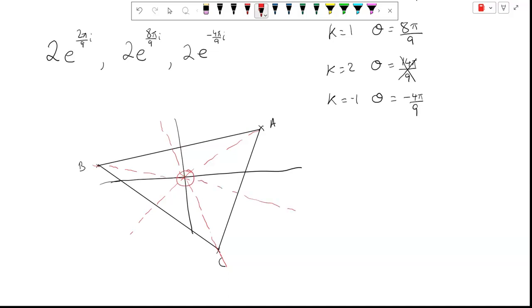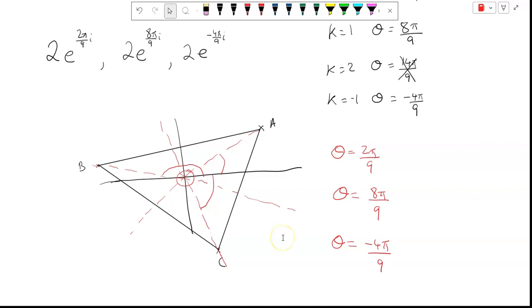You'll find that all the lines of symmetry actually go through the origin. That makes sense because each of these values, A, B, and C, are 2 away from the origin. They're equidistant from the origin, and so your origin is essentially the center of the triangle. So your lines of symmetry will go through that. The angles that these lines of symmetry make will be the same as the arg values of each of the points. So the lines of symmetry are going to be at theta equals 2 pi over 9, 8 pi over 9, and minus 4 pi over 9.